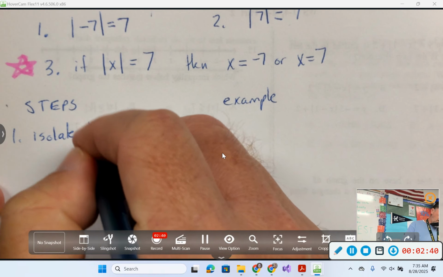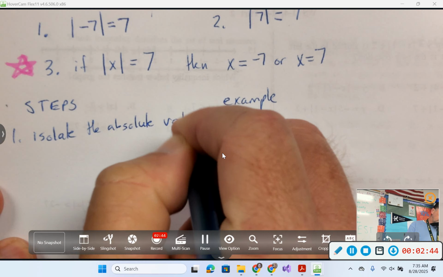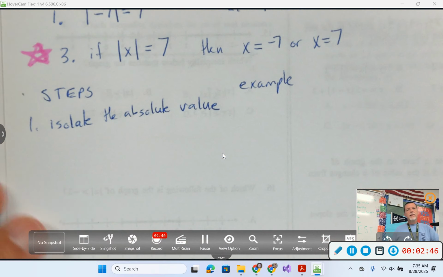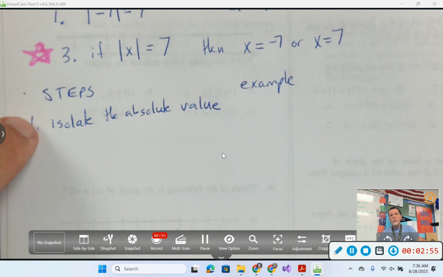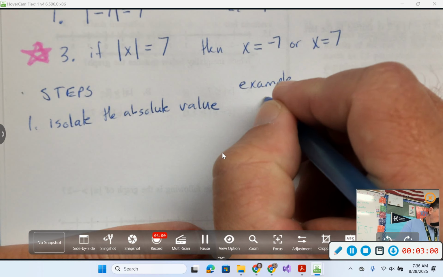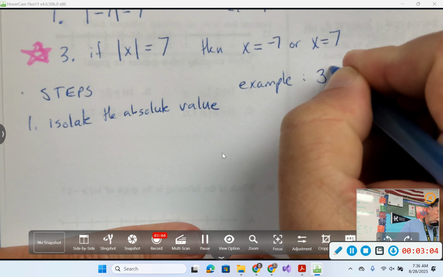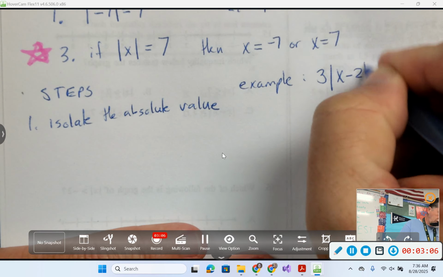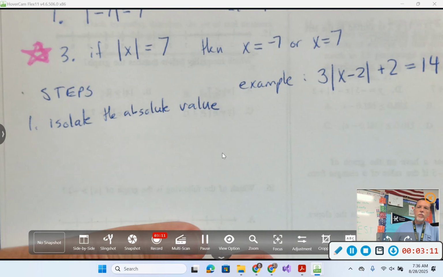Step 1 is isolate the absolute value. So get it by itself. Now, in that silly example number 3, it was already like that. So that's part of what made 3 easier than what the rest of our problems will be. So our example is going to be 3 times the absolute value of x minus 2, plus 2, equals 14.